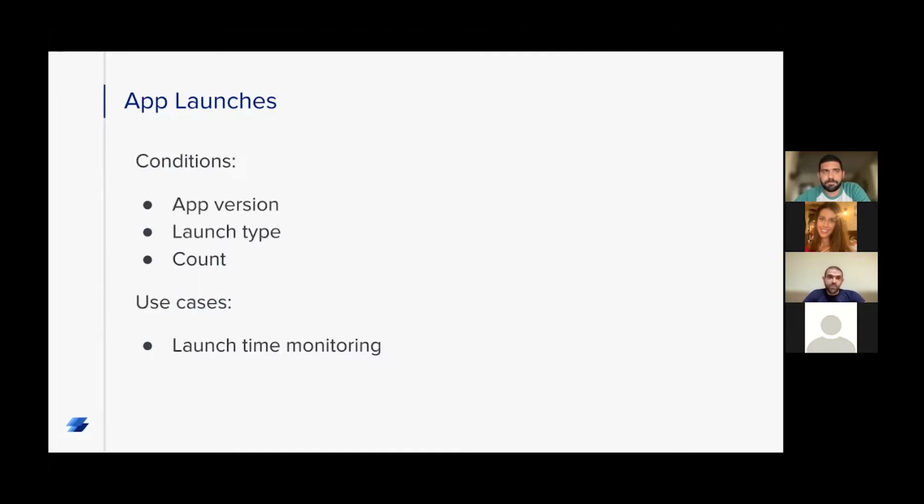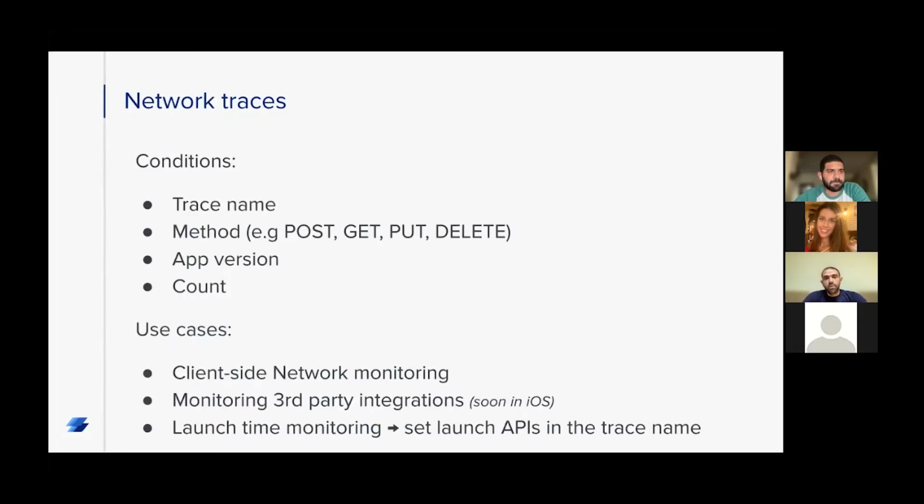Perfect. Thanks, Basim. So the next APM metric you can get alerted for is network traces, and the conditions you can specify for a network alert are the trace name, which is basically the URL or the endpoint that you'd like to get alerted for, the HTTP method, post, get, put, or delete, and also the app version and the count.